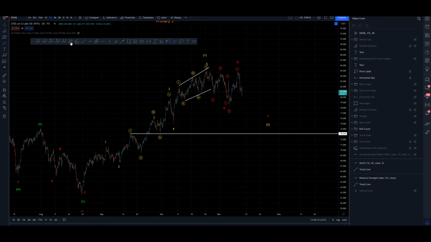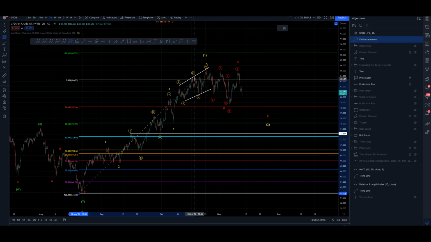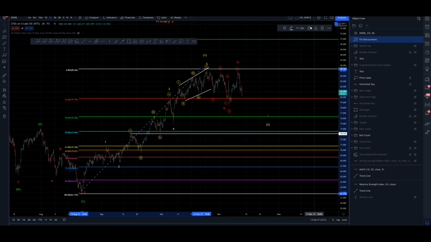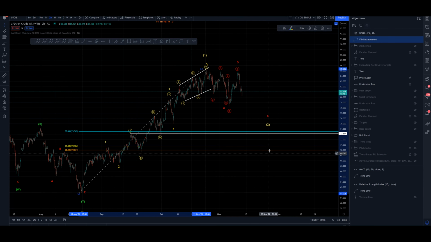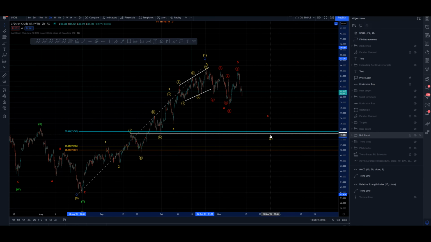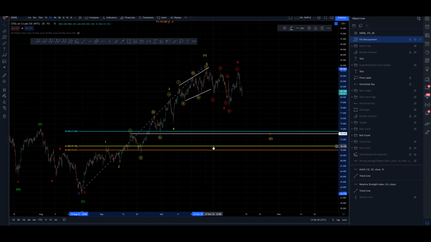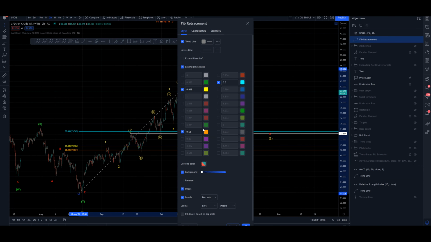So if we just throw up a fib from below for the moment. We'll just change our settings here. Right, so looking for 50%, around 50%. So we could have a significant pullback here to get a wave 2. If we just throw up the 38.2 as well, it could be quite bullish.